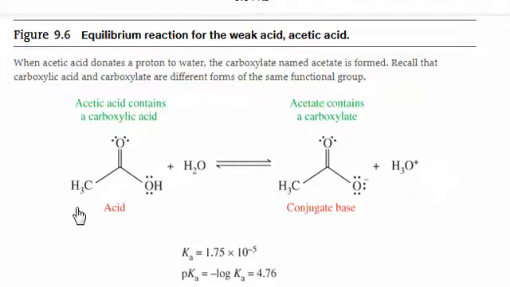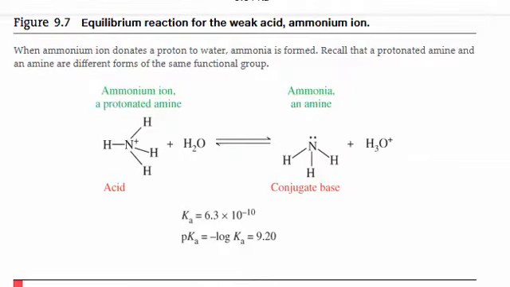Acetic acid is the acid in vinegar, and it is a carboxylic acid. It has a Ka of 1.75 times 10 to the minus 5 and a pKa of 4.76.